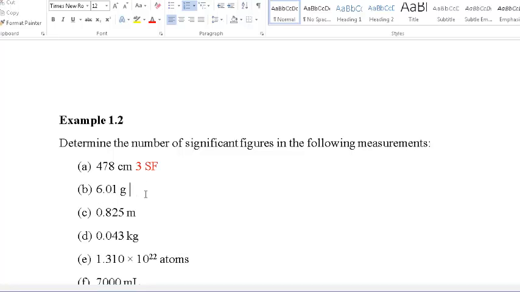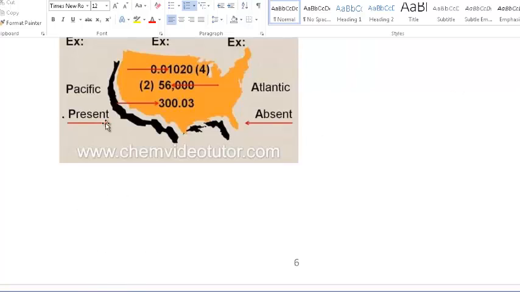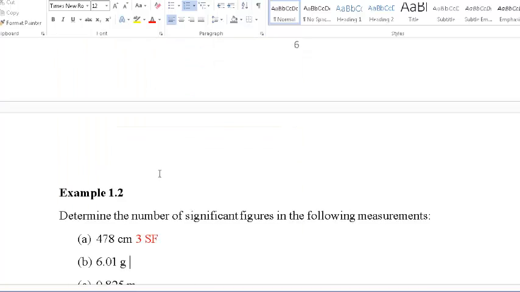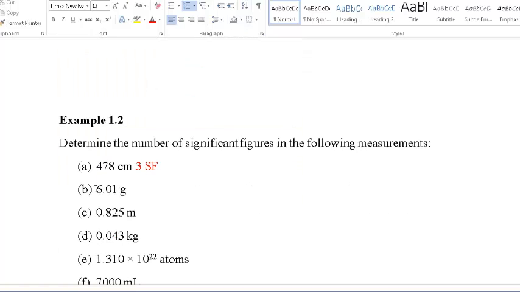6.01 grams. Atlantic or Pacific? Well, the decimal is present, so we're going to read this from left to right. 6.01, Pacific to Atlantic, decimal present. That should have 3 significant digits. That is an enclosed 0.